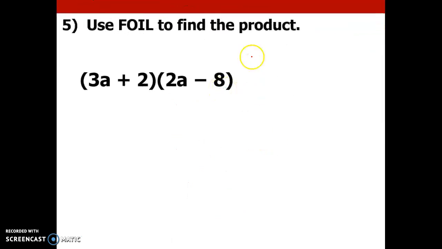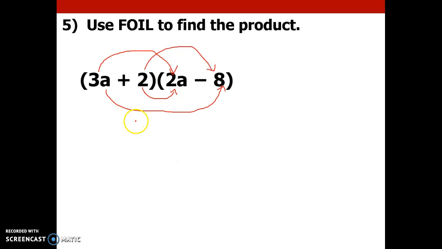Let's look at one more example together to give us a better idea about what's going on. Again, if I'm using FOIL, I'm going to do my first, my outer, my inner, and my last. Now you'll notice I'm not writing the letters this time. When you go to do FOIL, you do not need to write the letters every time. You do, however, need to write the arrows to help you remember what you're multiplying together. So write these arrows and then do first, outer, inner, last. You do not have to write the FOIL. First is going to be 3a times 2a. That's going to be 6a squared.